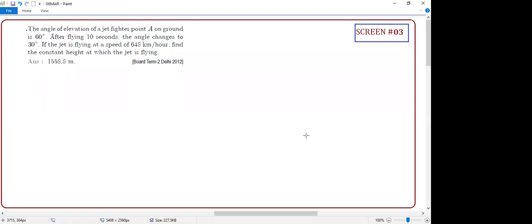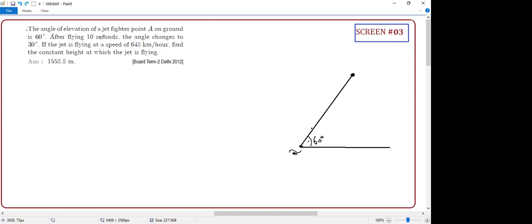Right. So from a point A, consider this ground, okay? So from a point A on the ground, you are looking at a jet fighter, okay? In which angle? 60 degrees. Clear? And this is the object, and this is the observer. The observer is looking at this object. The object is a jet fighter.